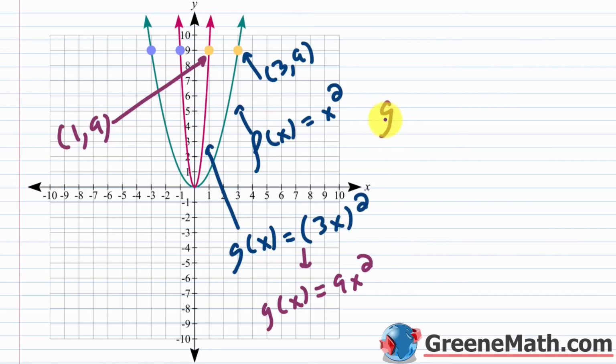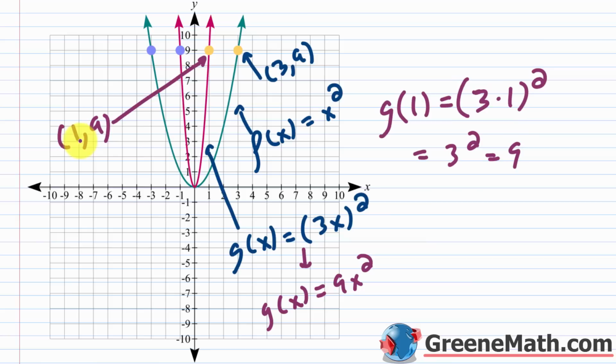If I did g of, let's say we plug in a 1 here, you have this 3 times 1 squared, which would be what? Well, 3 times 1 is 3. So this becomes 3 squared, which gives me 9. So the x value of 1 is now giving me a y value of 9, whereas in the original function, the x value of 3 is giving me a y value of 9.